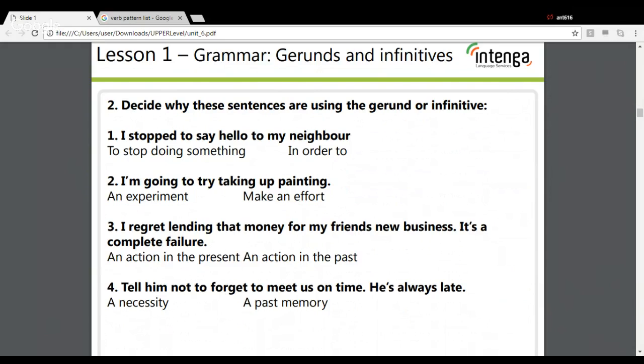No, thank you. Okay. What about number 3? I regret lending that money for my friend's new business. It's a complete failure. An action in the past, an action in the present, present and past. I regret lending that money for my friend's new business. It's a complete failure. Past. Exactly.